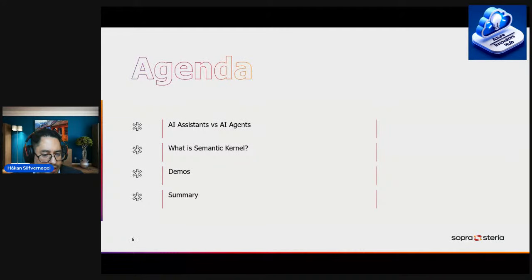But now, for the agenda here for today, I'm going to first be describing AI assistants and AI agents and describe some of the differences between these two. Then I'm going to go more in depth into semantic kernel, and we're also going to touch on a tool called Prompty, which is very useful in this scenario.